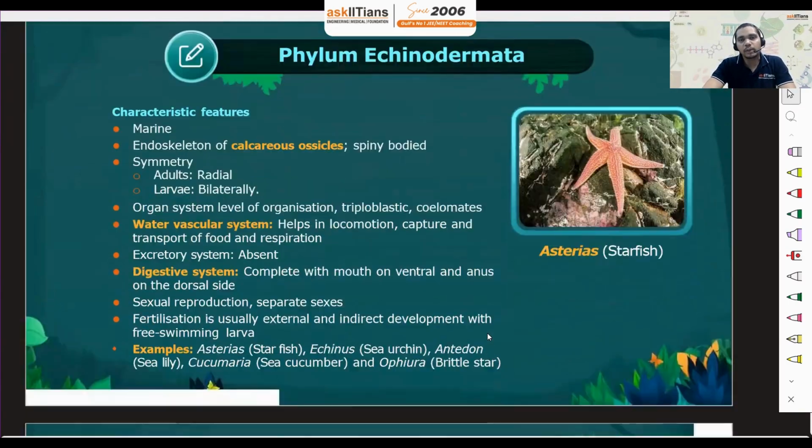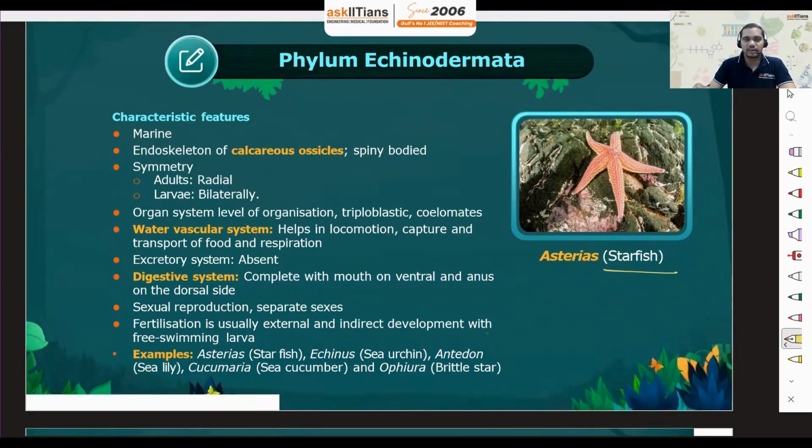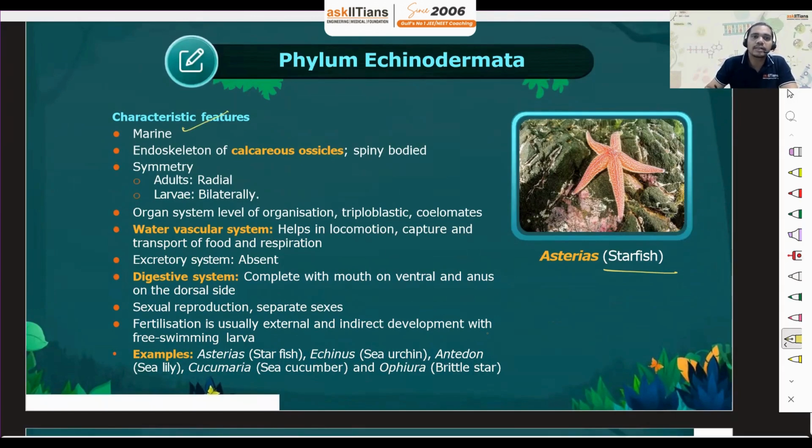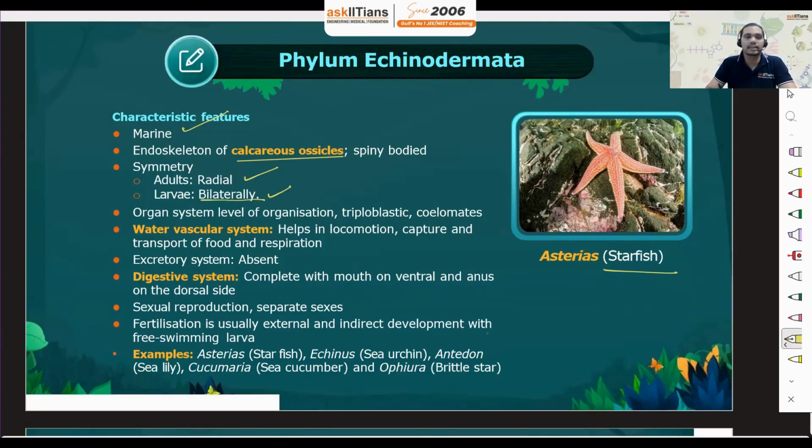Now we are moving to the Echinodermata. The example is the starfish. Obviously we're going to talk about the radial symmetry, though we have already done this. They are marine, with an endoskeleton of calcareous ossicles and a spiny body. In adults the symmetry is radial, but in larvae it is bilateral. You should remember this point. When you hear about Echinodermata, especially the starfish, that's the basic example.